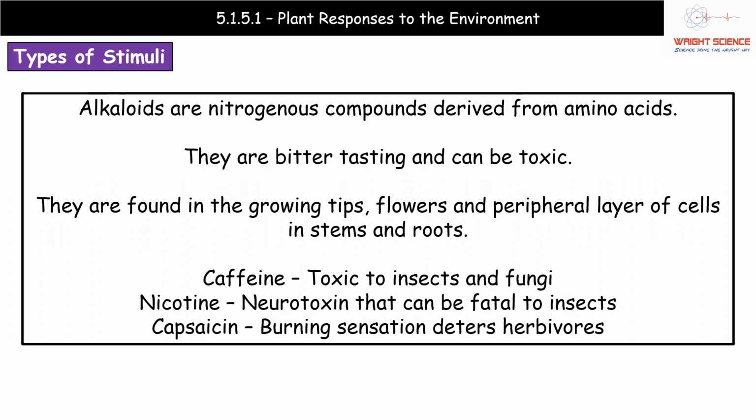So we've got three examples of these alkaloids. Some of these are going to be quite familiar to you, I expect. Caffeine. So obviously caffeine is in a huge range of drinks, and this is actually quite toxic to insects and fungi, so quite a good deterrent for those organisms. We have nicotine, hopefully something you're not as familiar with based on health standards, but nicotine is a neurotoxin and that can actually be fatal to insects, so clearly they're going to keep their distance.